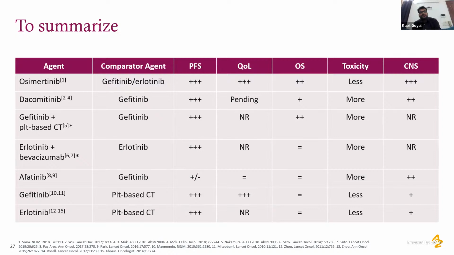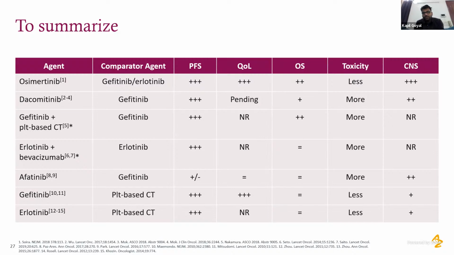If we look at erlotinib and bevacizumab, which has been compared with erlotinib, the PFS is improved, quality of life is not assessed, OS is similar, toxicity is high, and there is no CNS penetration. Afatinib is the one where CNS penetration is there, although quality of life does not improve and toxicity is very high. Gefitinib and erlotinib, both first generation TKIs, have been compared with platinum-based chemotherapy, where PFS is improved.